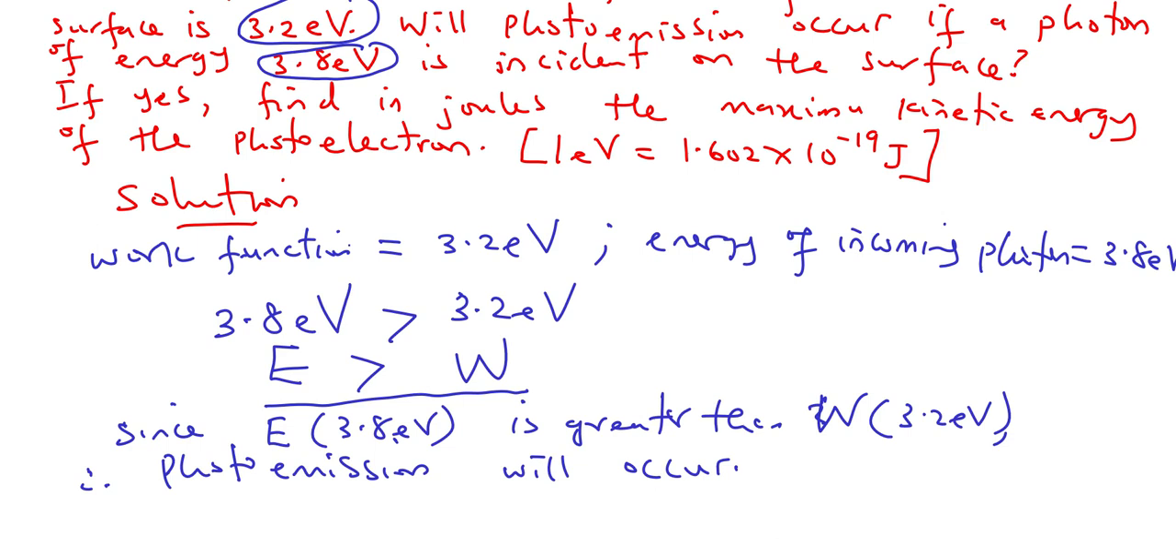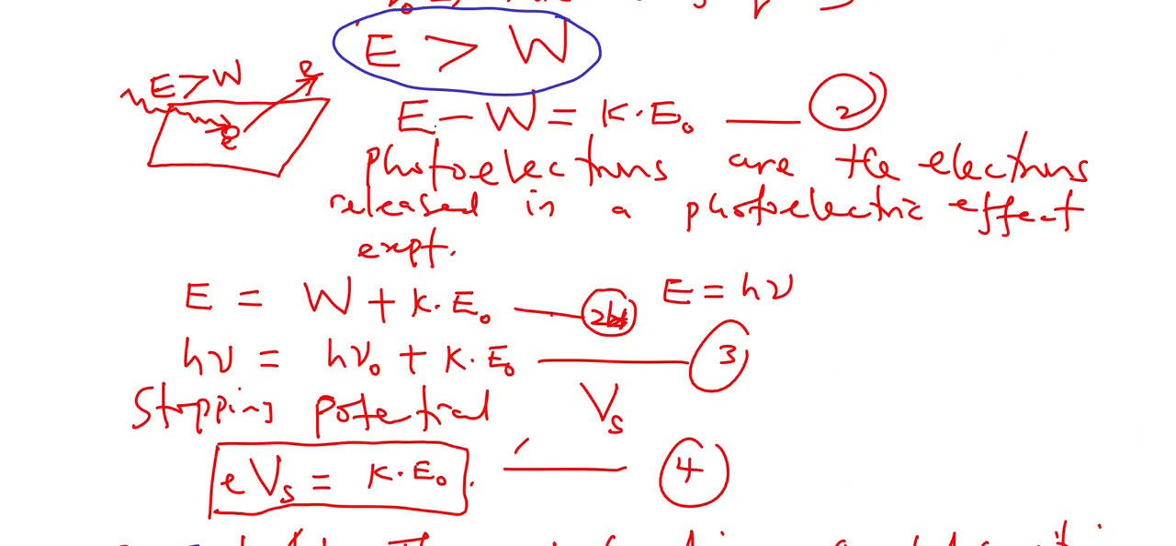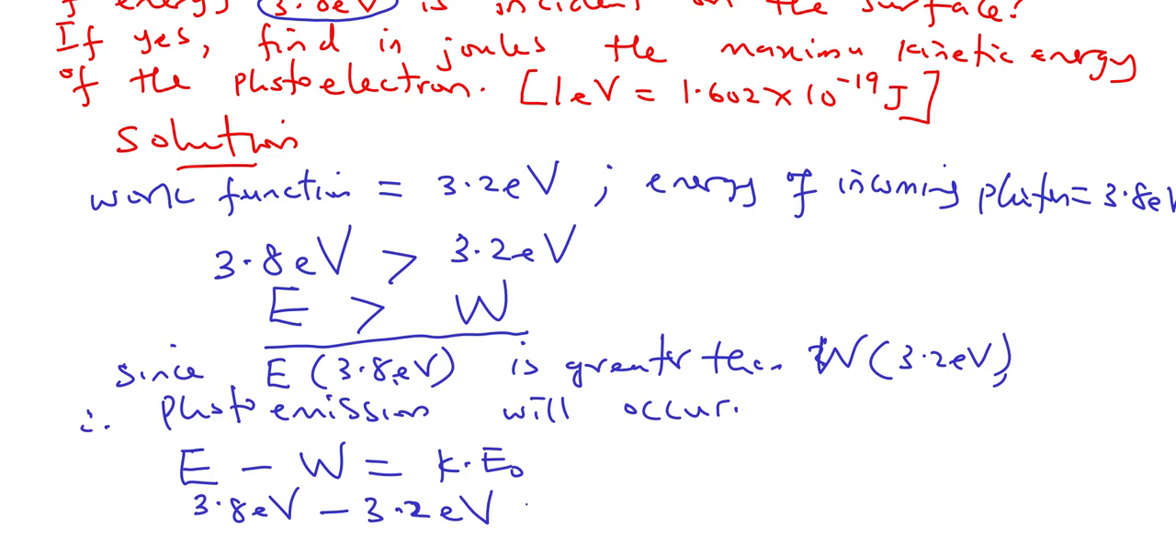Now the second part says, if yes, because now the answer is yes, that photo emission will occur, find in joules the maximum kinetic energy of the photoelectron. So what do we use? We use equation 2. Equation 2 is that the energy of the incoming photon minus the work function equals the maximum kinetic energy. So we have 3.8 electron volts minus 3.2 electron volts.